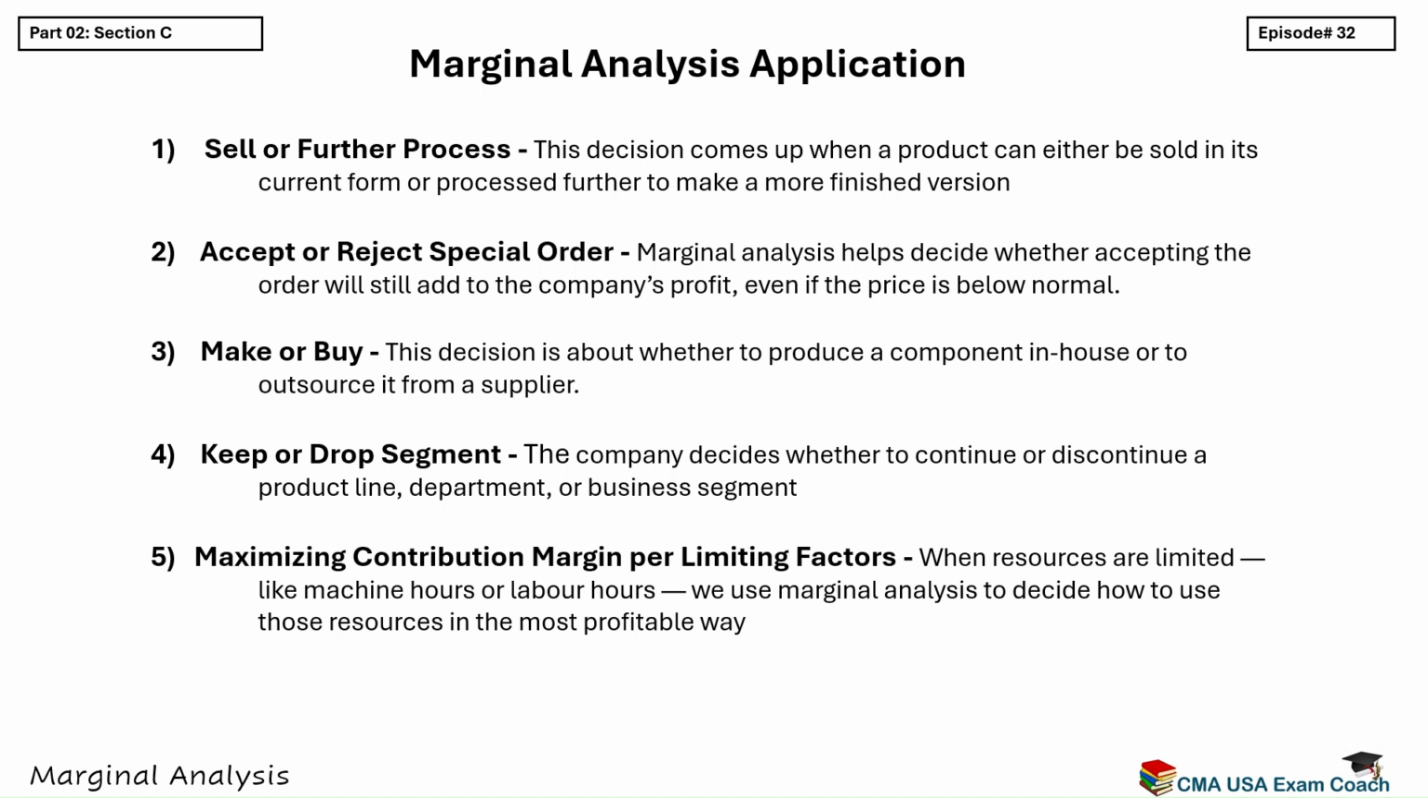2. Accept or reject a special order. Sometimes companies receive special orders at a lower price than usual. Marginal analysis helps decide whether accepting the order will still add to the company's profit, even if the price is below normal.